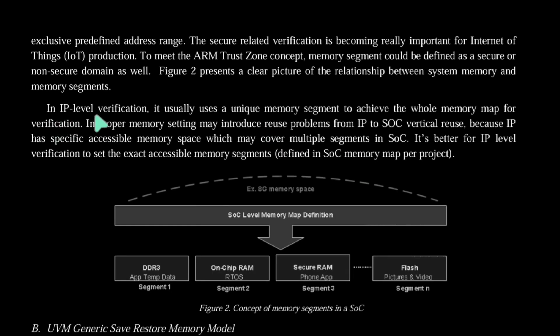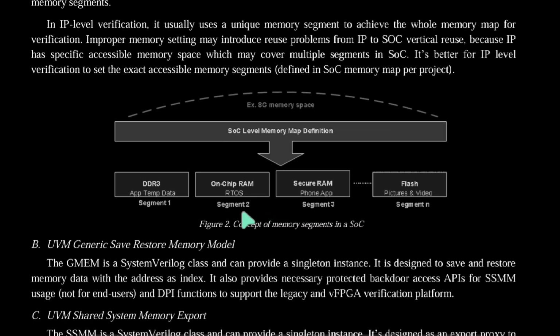In IP level verification, it usually uses a good memory segment to achieve the whole memory map for verification. Improper memory setting may introduce reuse problems from IP to SoC vertical reuse, because the IP has specific accessible memory space which may cover multiple segments in the SoC. It's better for IP level verification to set the exact accessible memory segment defined in the SoC memory map per project. Figure 2: concept of memory segment in an SoC.